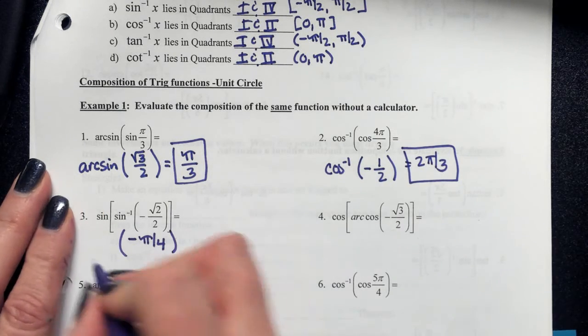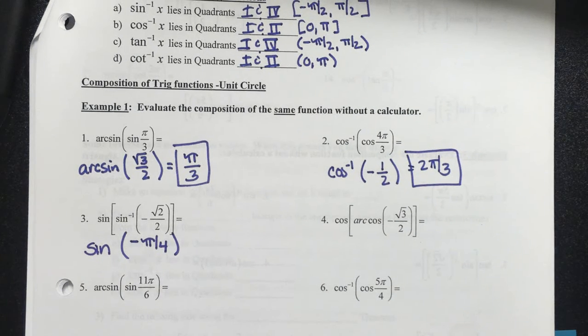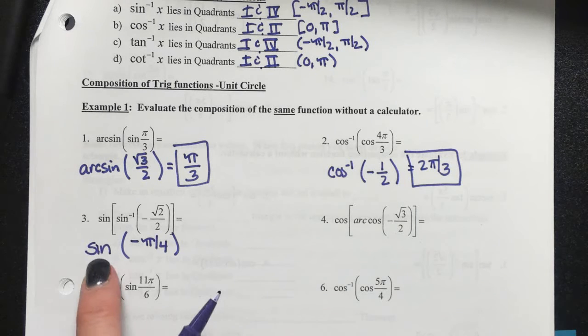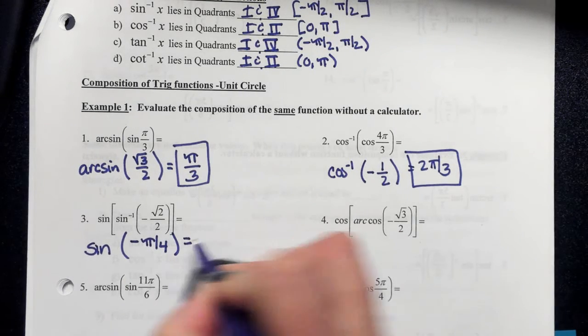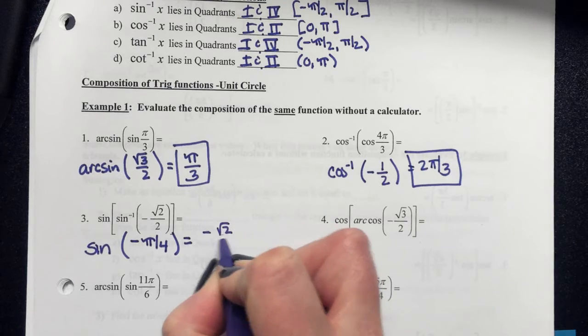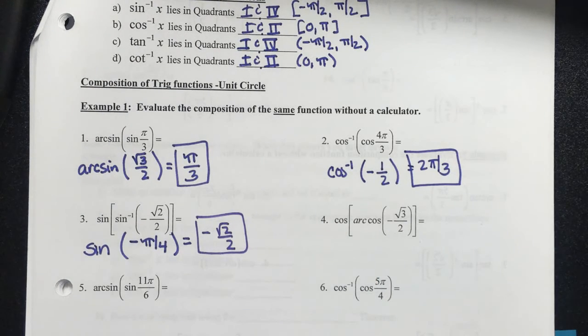So now I'm going to look on the outside. So now I'm back to the unit circle, so I'm opening myself up to all 4 quadrants. What's the sine of negative pi over 4? So again, negative pi over 4 is in quadrant 4, so that's going to be what? Negative square root 2 over 2. So any questions on 3? Let's take a look at number 4.